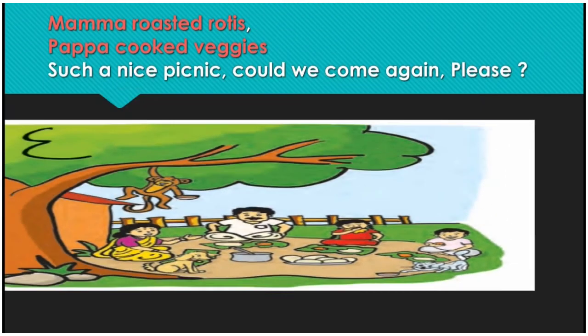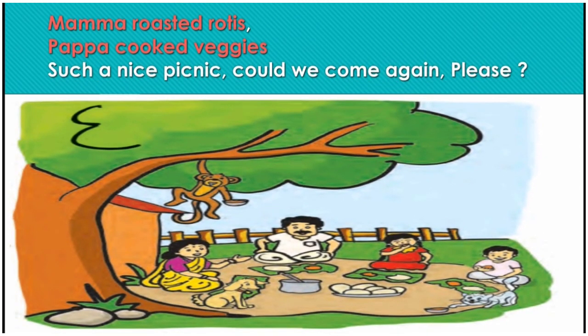Then Mama roasted rotis. You can see, for the picnic Mama roasted rotis. Then Papa cooked veggies. There is Papa, the children's father. Papa made vegetables for them for the picnic. And the children are saying, such a nice picnic. This is a very beautiful picnic. Could we come again, please? At last they are saying, please could we come again for this very beautiful picnic.